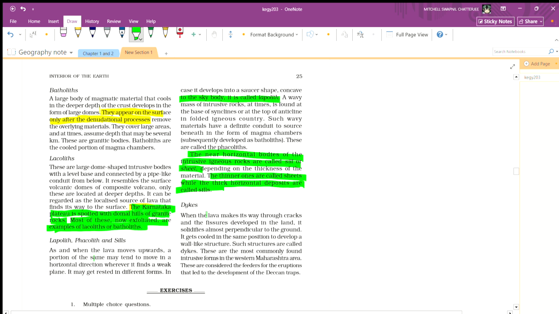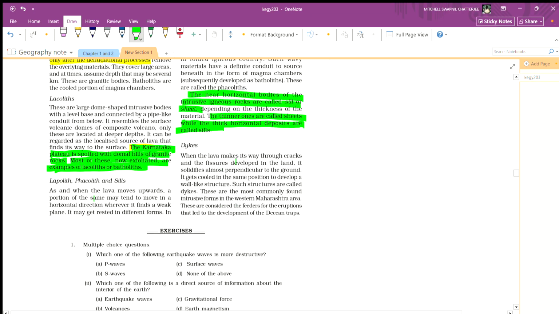Now the last one is dike. When the lava makes its way through cracks and fissures developed in the land, it solidifies almost perpendicular to the ground. It stays in the same position and develops a wall-like structure. Such a structure is called a dike.